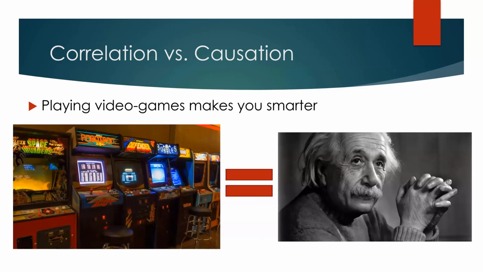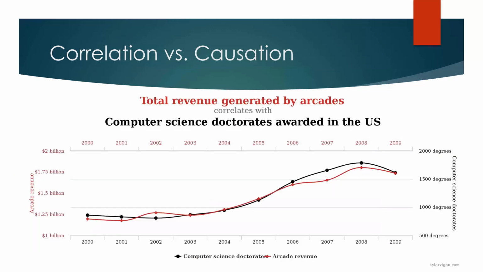Now, another example here is, what if you saw a headline that said playing video games makes you smarter? Gee, wouldn't that be great, right? And let's say it's based on this data here, that the total revenue generated by arcades is positively related to the number of computer science doctorates awarded in the US. Now, we don't know if one is causing the other. All we see from this data is that they are correlated.